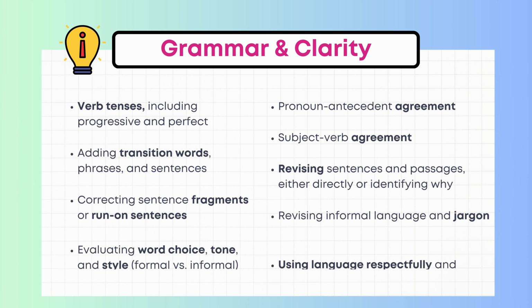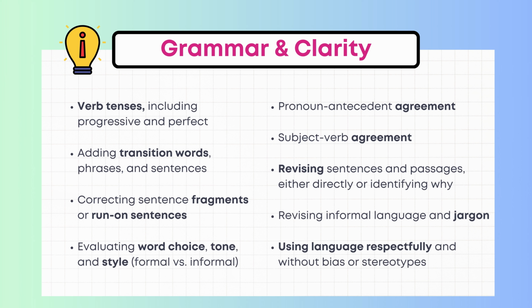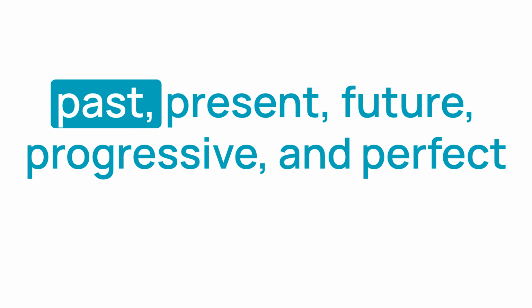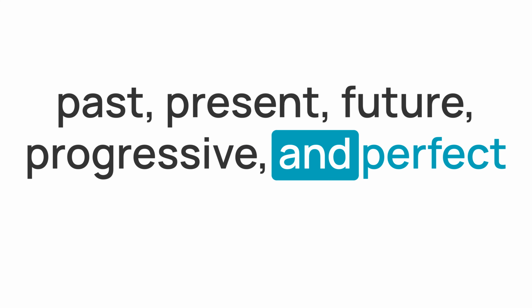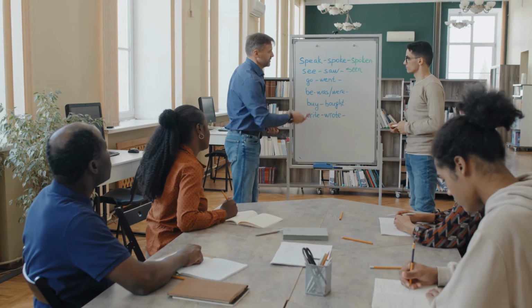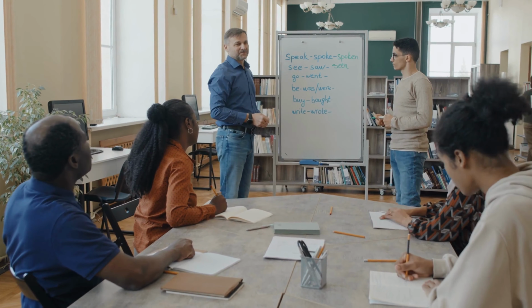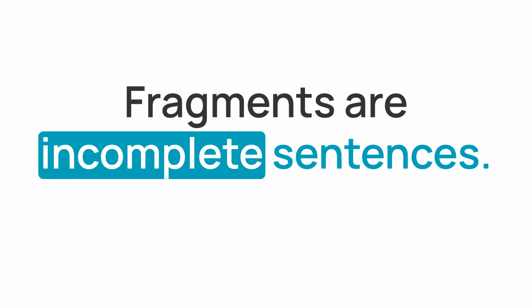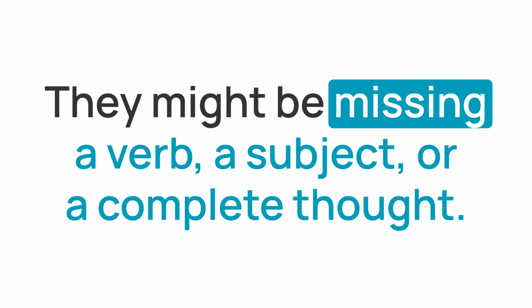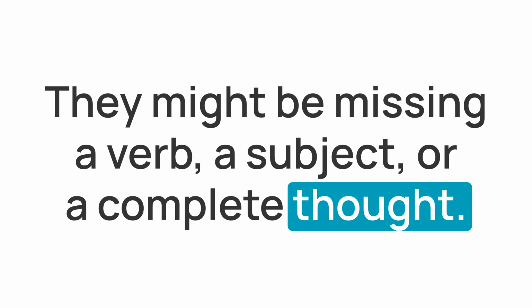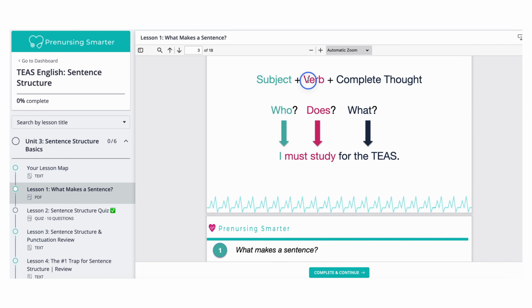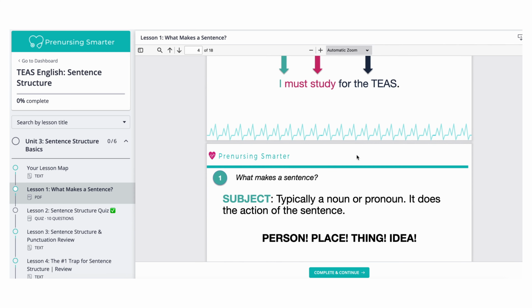For grammar and clarity, this will be building on what you've already studied with spelling and punctuation. Some of this is verb tenses, past, present, future, progressive, and perfect, adding transition words, phrases, and sentences. Next is all about correcting fragments and run-on sentences. Fragments are incomplete sentences. They might be missing a verb, a subject, or a complete thought. Run-on sentences are two sentences that are joined together that shouldn't be. So usually they have a subject, verb, complete thought, subject, verb, complete thought, and they aren't properly separated.